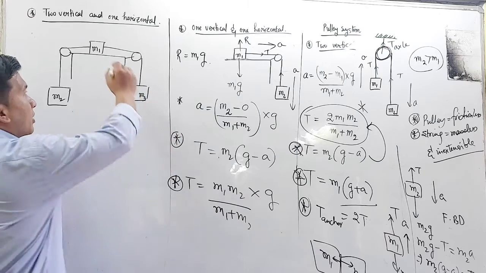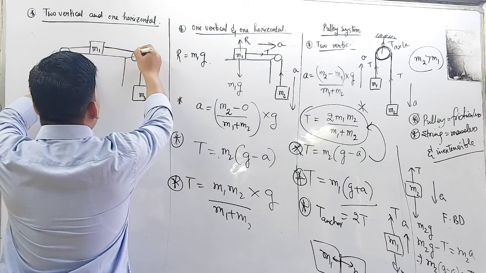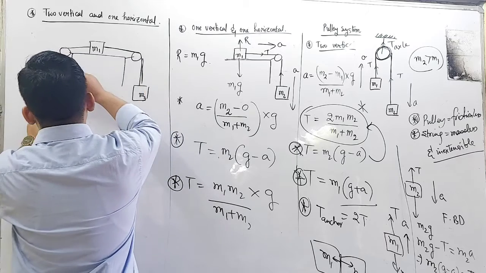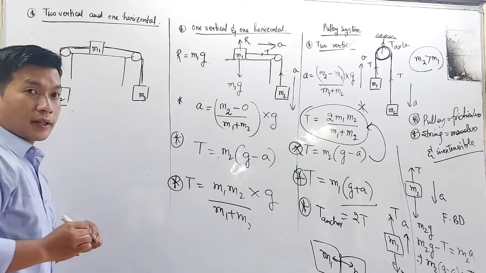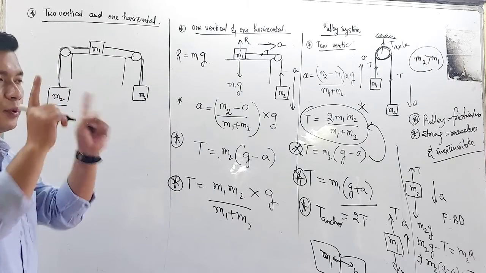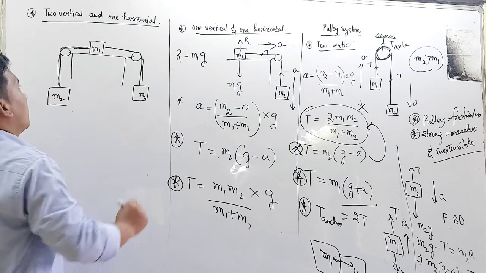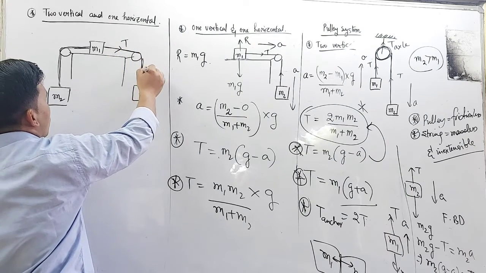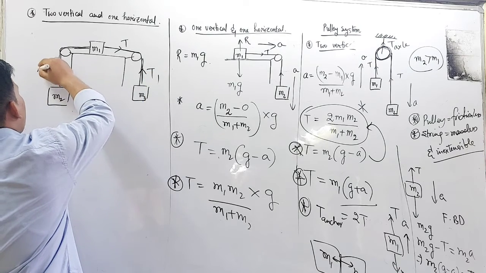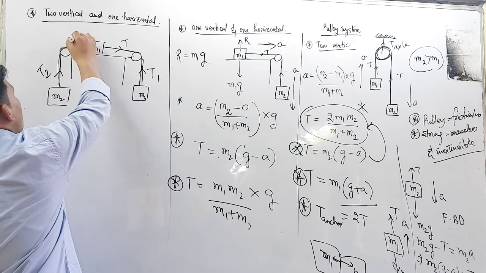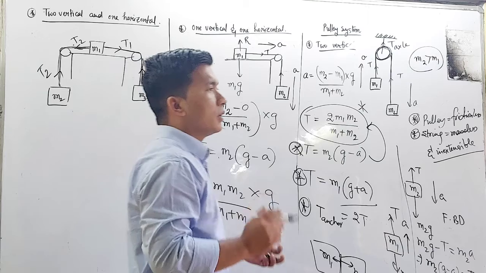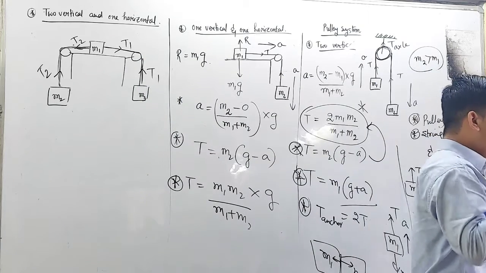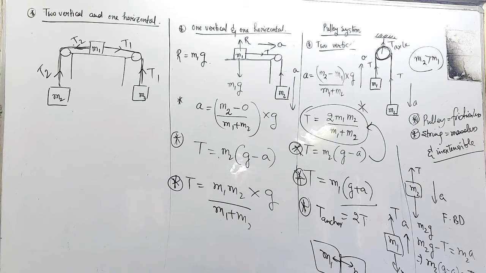M1 and M3 are connected by the first string. Next, M2 and M1 are connected by this second string. We have 2 strings, so we will have 2 different tensions. Let it be tension T1 here, and this is also T1. Here this is our tension T2, and this will also be T2. Understood? For 2 strings we will have 2 tensions.